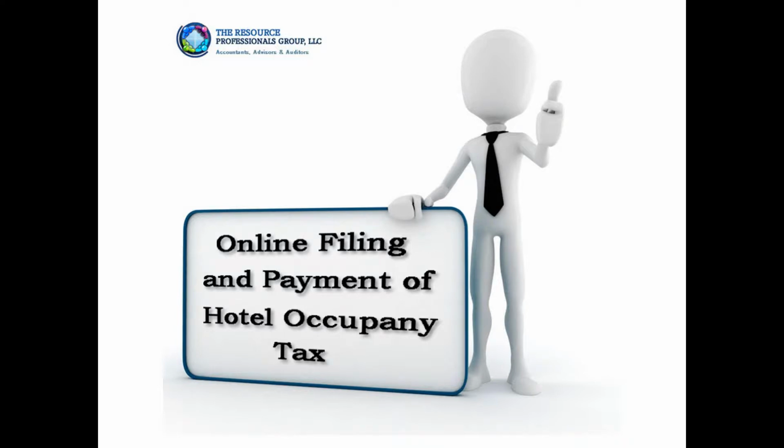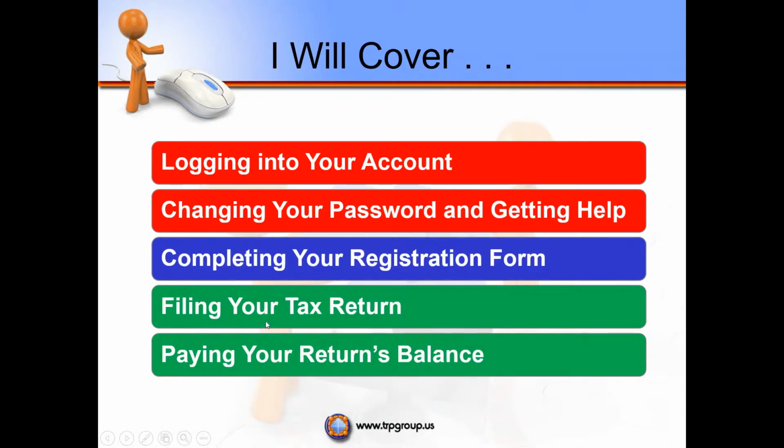This is number 3 in a series of 3 videos, which provide live demonstrations on how to file and pay your hotel occupancy tax online. These videos provide step-by-step instructions covering the following: logging into your account, changing your password and getting help, completing your registration form, filing your tax return, and paying your returns balance. This video covers the topics highlighted in green: filing your tax return and paying your returns balance.